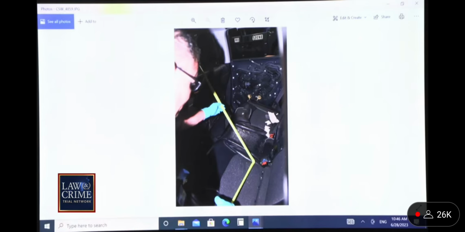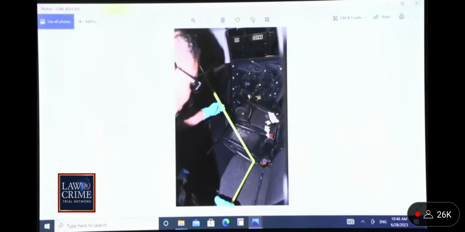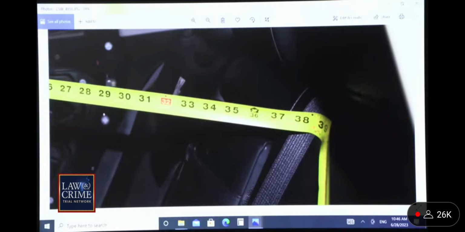And then do you determine that measurement as well to the bottom of the seat? Yes. Okay. And what was that measurement? 39 inches. And on the previous measurement, it was similar? 39 inches.